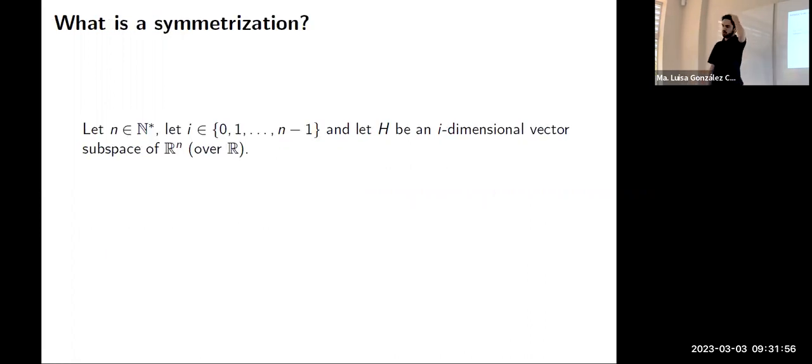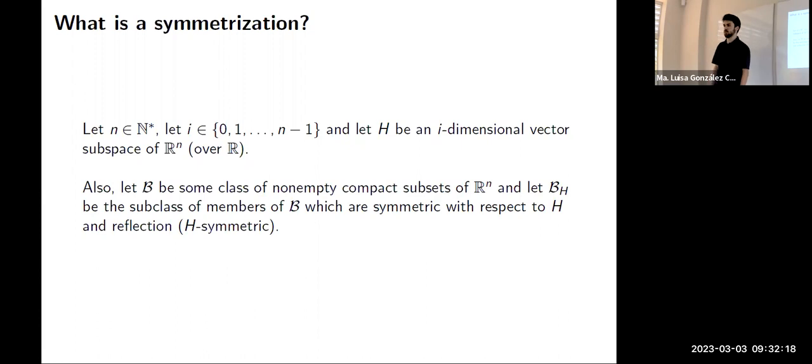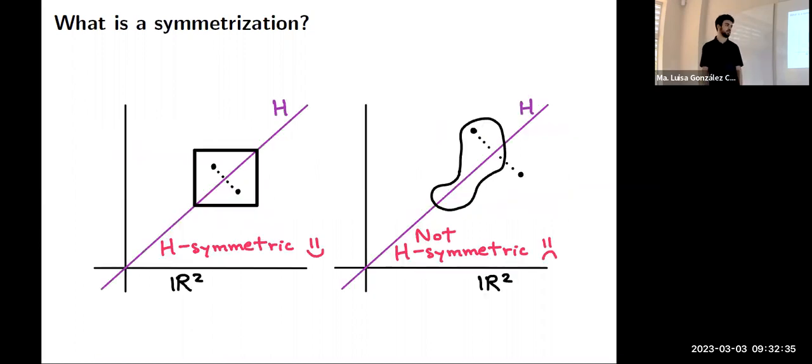First of all, we need to talk about what a symmetrization is. We take some positive integer n, some i from 0 to n minus 1, and a subspace H that is i-dimensional in R^n. We also take some class B of non-empty compact subsets of R^n, and we let B sub H be the subclass of members of B which are symmetric with respect to H. This is called H-symmetric. Here is a visual example. The first one is H-symmetric because when you reflect any point with respect to H, the point is still in the set, but the second is a set which is not H-symmetric.